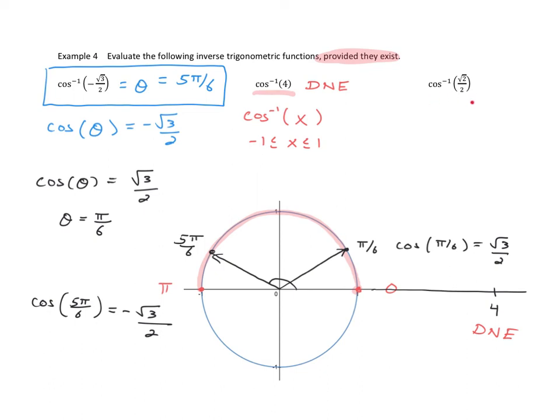But what about this? Cosine inverse of root 2 over 2. What is this equal to? Okay, I think this is fine. Root 2 over 2 is about 0.7. It definitely falls within this interval.